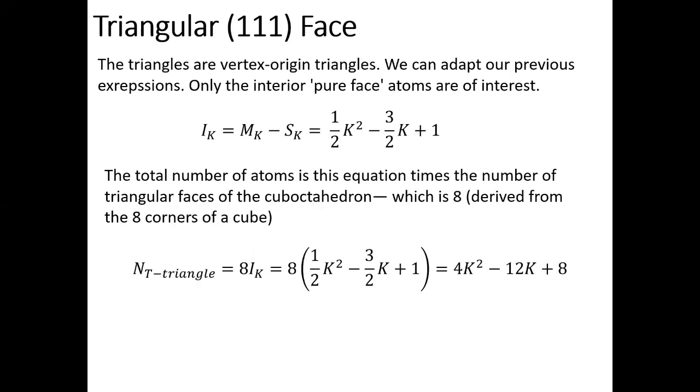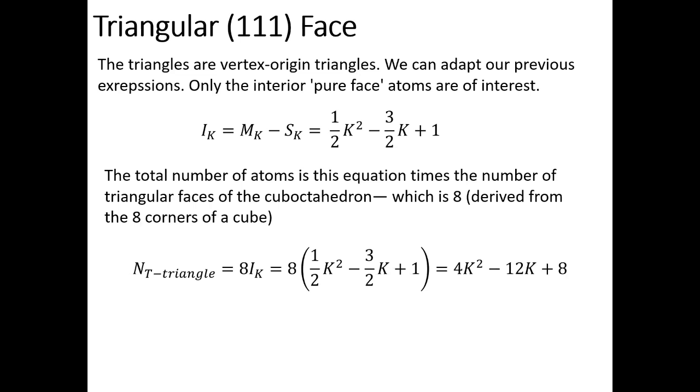So our last equation that we need is the triangle face. And we're going to use the polygon formula. We already know it. Why not just use it? We have a formula for the number of interior atoms. We multiply it by 8. And then our formula is 4k squared minus 12k plus 8.